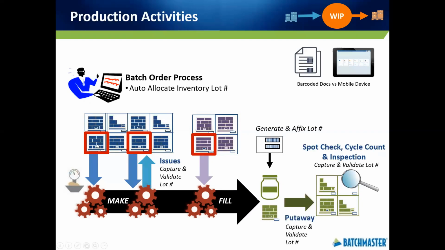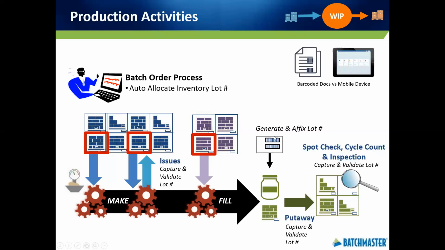We're going to pull it from that location, and we're going to pull it into a location next to the production line. That might be a staging location right next to a piece of equipment. Then, once it's there, we will go ahead and issue that inventory, the ingredients or the raw material, to that particular process cell. And then it's within WIP now. So we go through the make and the fill processes. And at the end, we're going to produce some yield of finished good.